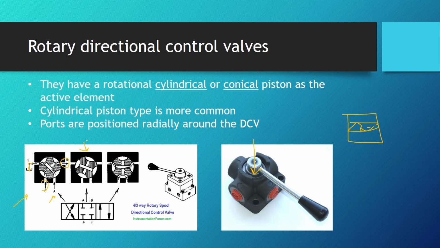The ones that are used more often are the ones that have cylindrical pistons because they are much easier to manufacture, and for their actuation a small force is needed, so they can be activated by hand. As you can see from this picture right here, the ports are positioned radially around the DCV.